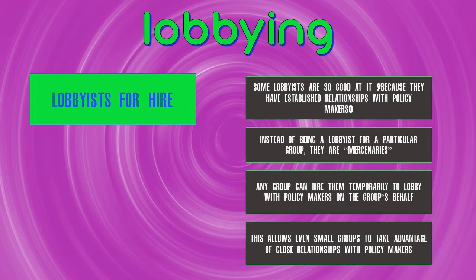Some lobbyists are so good at what they do, like they are able to lobby for any particular group. They don't care about a particular issue. They're just good at lobbying. So they get hired by all sorts of different groups. This is usually because they have good relationships with the policymakers. When we talk about iron triangles and revolving doors tomorrow, this will make a lot more sense.